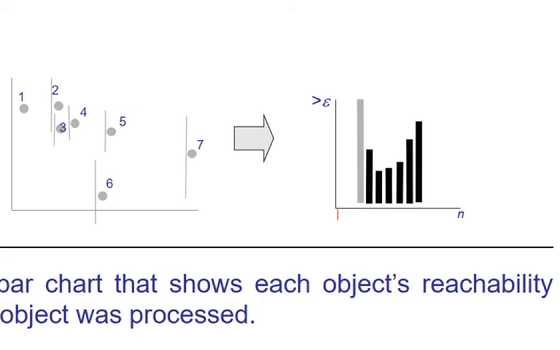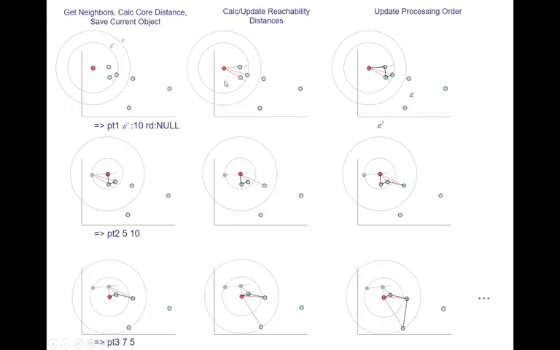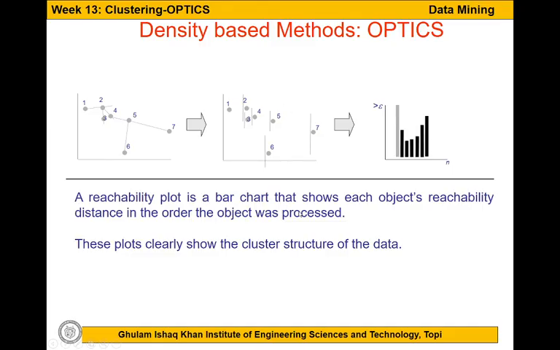On the x-axis we will have 1, 2, 3, 4, 5, 6, 7, and so on, and here we will plot the reachability distance of object 1, here the reachability distance of object 2, and then 3, and maybe object 4, and so on. For this, the whole computation will be required, and then we plot the reachability plot of the complete data set.